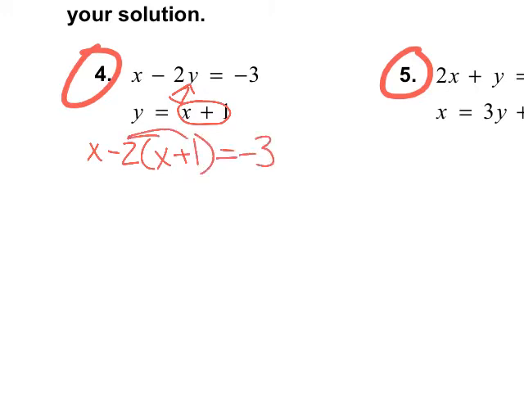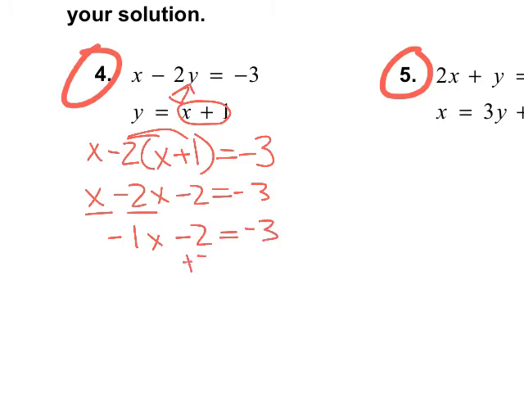I substitute the 2 in, so I have x minus 2x minus 2 equals negative 3. I combine like terms on the same side to get negative 1x. Bring down my minus 2 and my equals negative 3. Add 2 over to the other side. I have negative 1x equals negative 1. Divide by negative 1, and x equals positive 1.